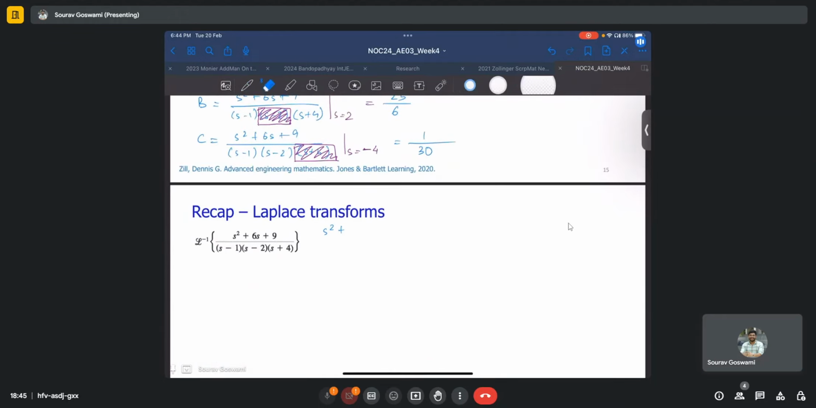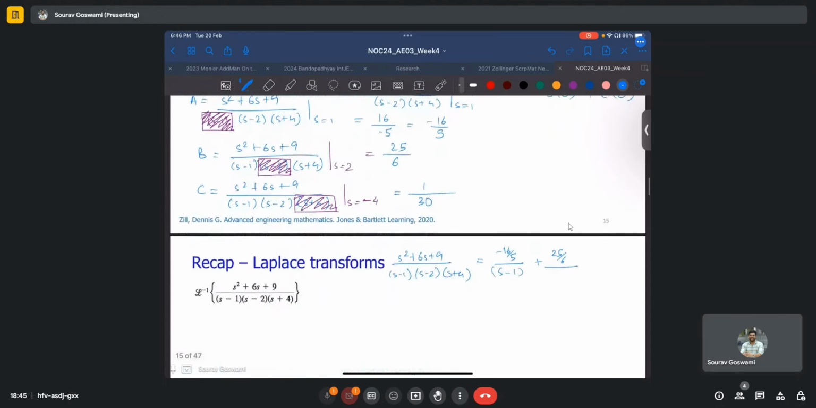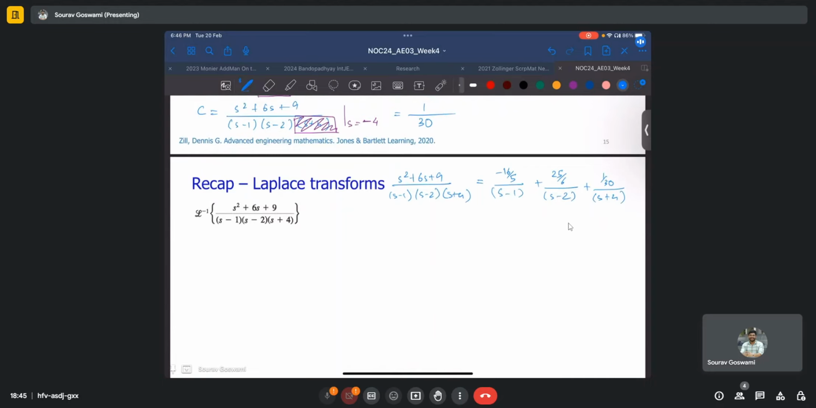So s square plus 6s plus 9 by s minus 1, s minus 2, s plus 4 is equal to minus 16 by 5 by s minus 1, plus 25 by 6 by s minus 2, plus 1 by 30 by s plus 4. And now that we have broken it up into these partial fractions, we can evaluate it really easily. Owing to the linearity principle, we can calculate all of them individually.